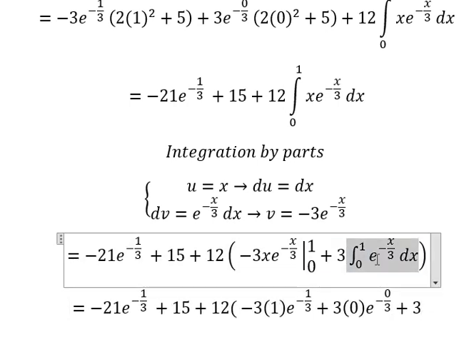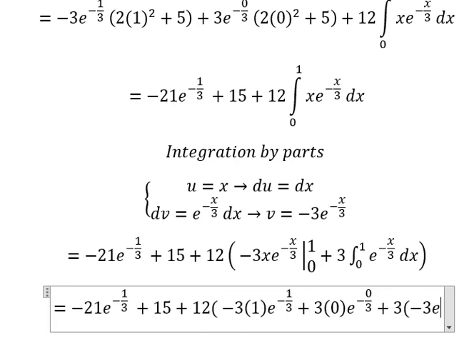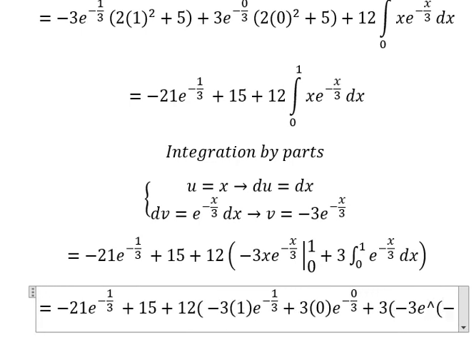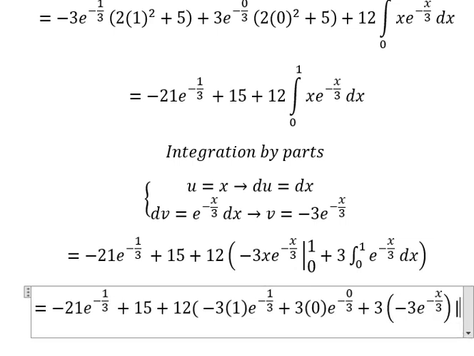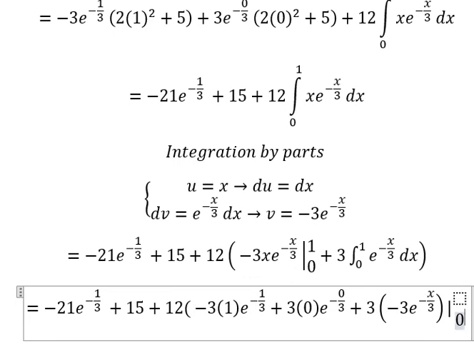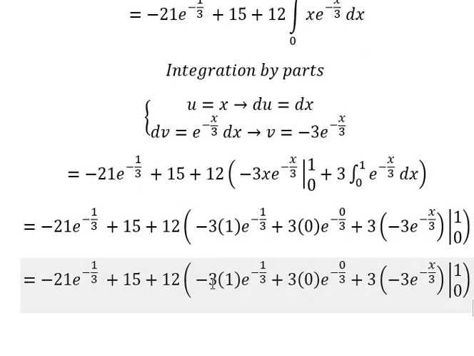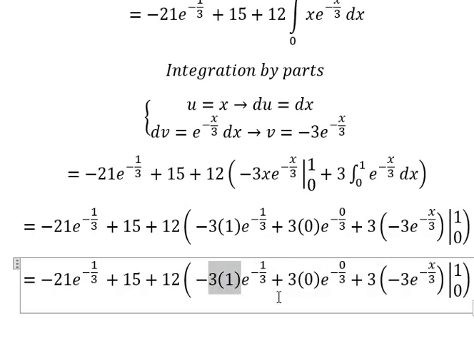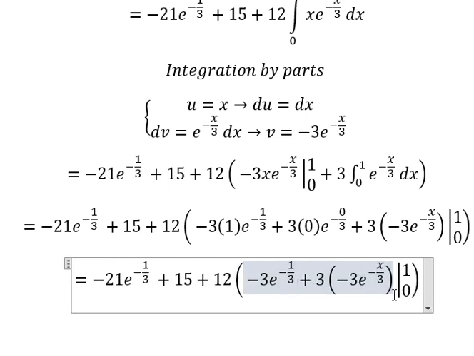The integration of this one, we have negative 3 e to the power of negative s over 3, and we put the bounds from 0 to 1. So this one we have negative 3, this one we cancel. We put 1 and 0 going here.